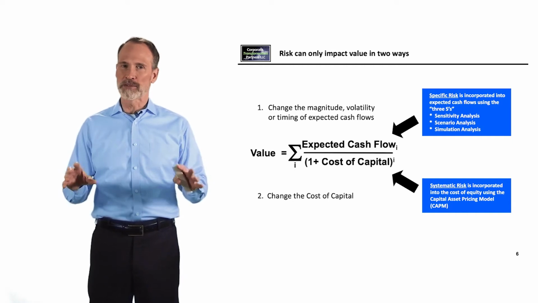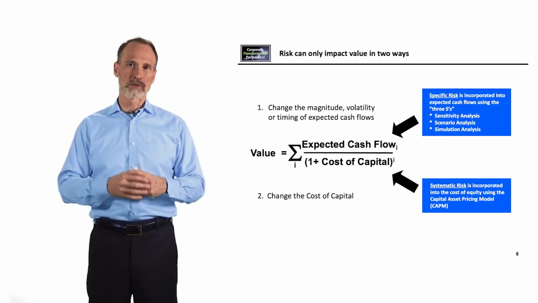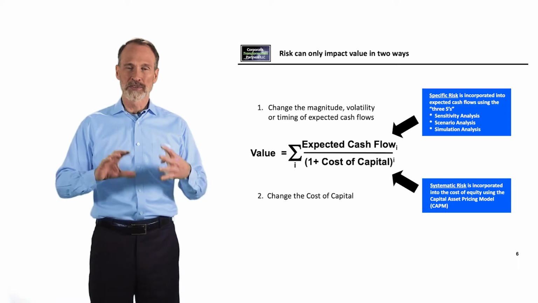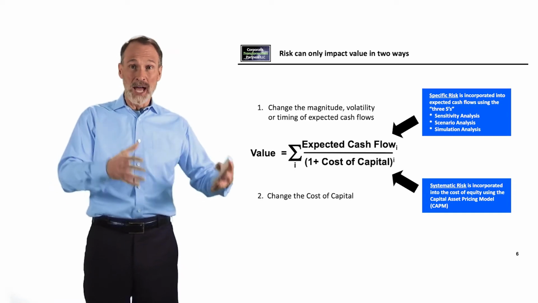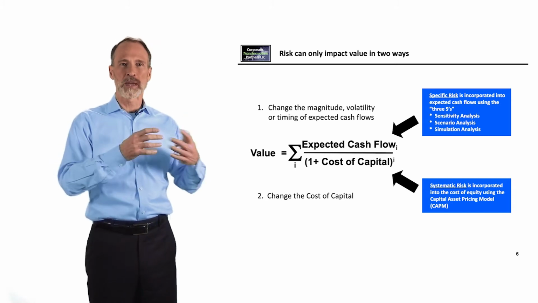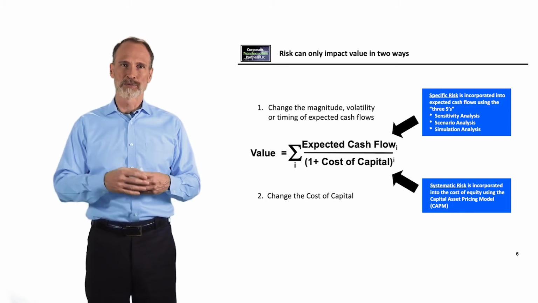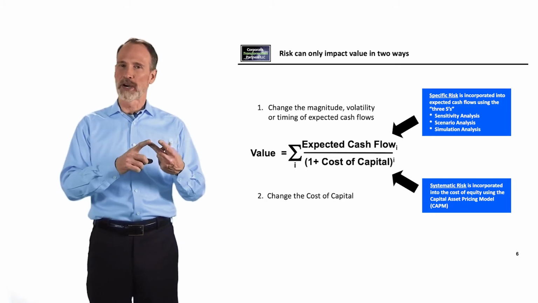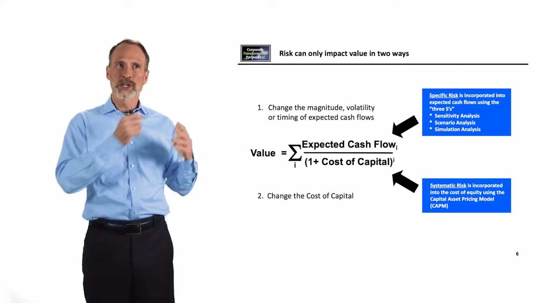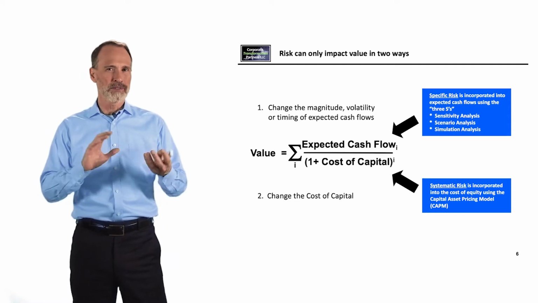So later on in this section, what I'm going to show you is that if you use any of the common means of calculating a cost of capital, you will only get systematic risk in that cost of capital estimate. Therefore, if specific risk does matter, and it does, then you have to somehow crowbar it into your expected cash flows by using the 3 S's of specific risk, as we call them: sensitivity analysis, scenario analysis, and simulation analysis.